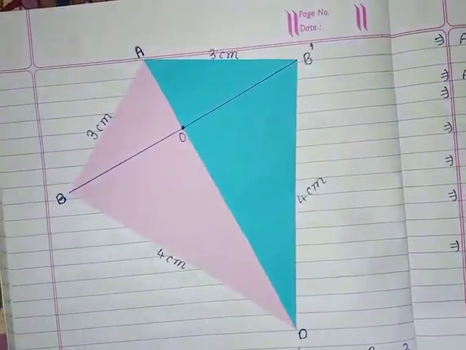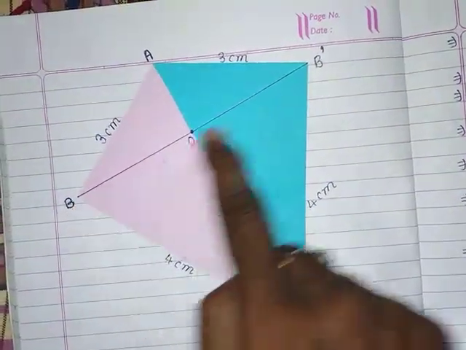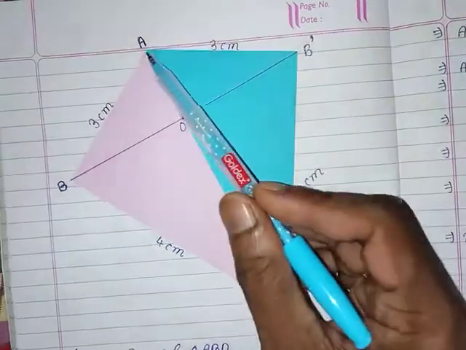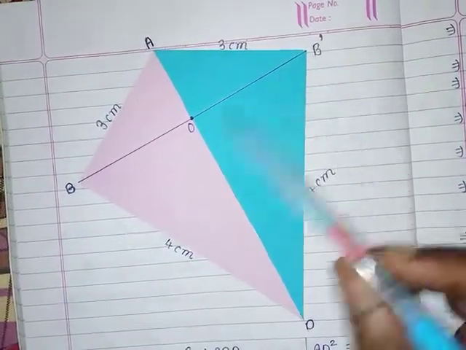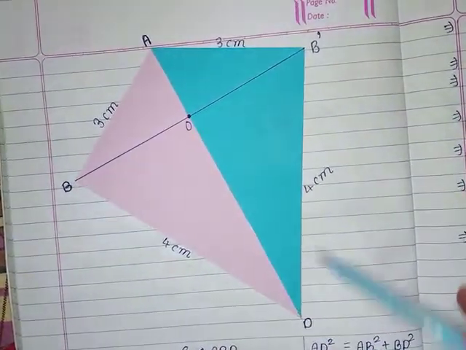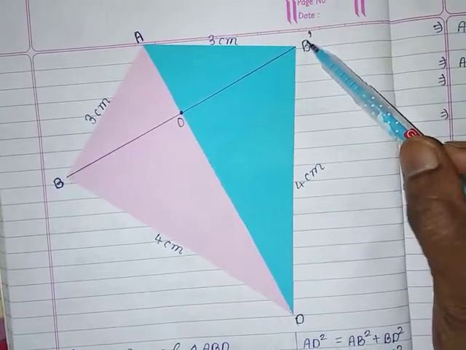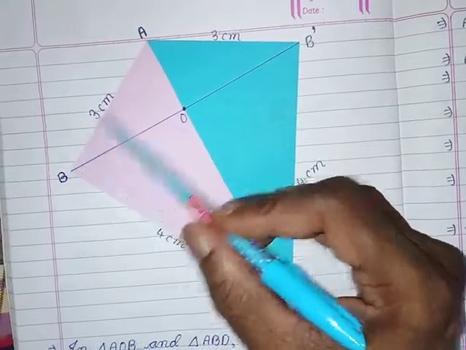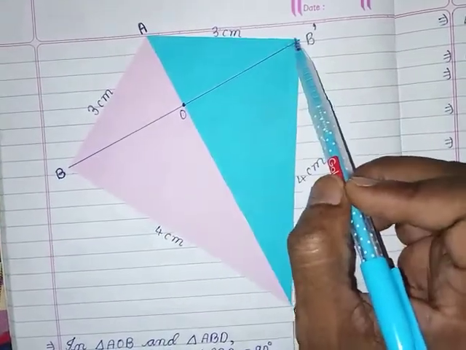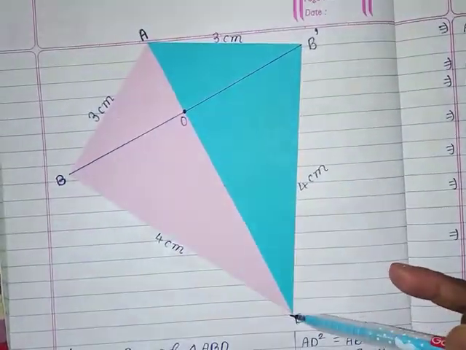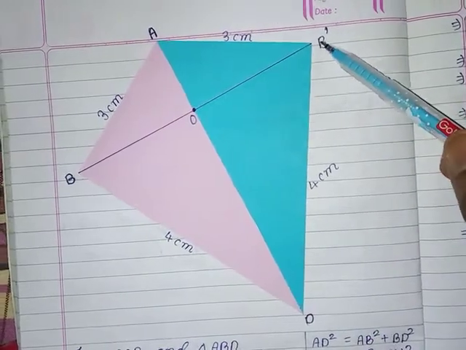What are those two cones? They are A, B, B dash and B, D, B dash. These are the two triangles. We know this side is 3 centimeter, so this is also 3 centimeter. BD is 4 centimeter, given, so this is also 4 centimeter.